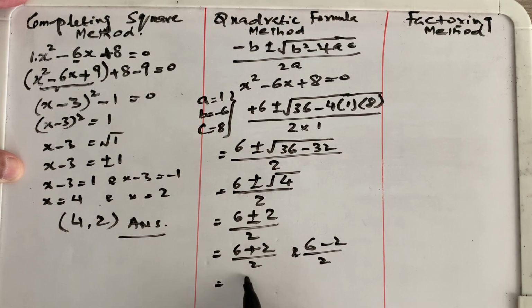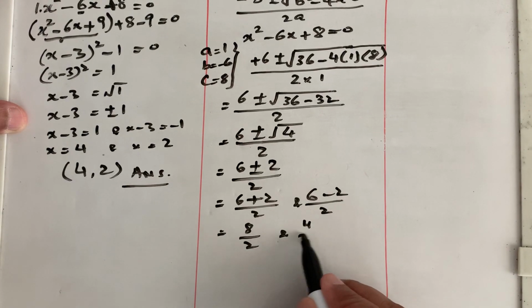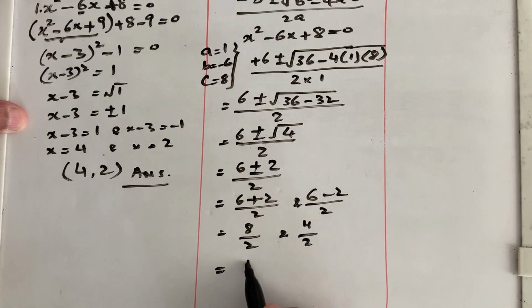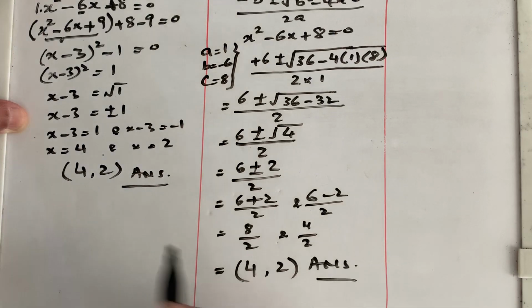So (6 + 2) divided by 2 is 8 divided by 2, and (6 − 2) divided by 2 is 4 divided by 2. So I have my answer as 4 and 2, which are the roots of the equation. And that is the same as what we did by the completing square method.